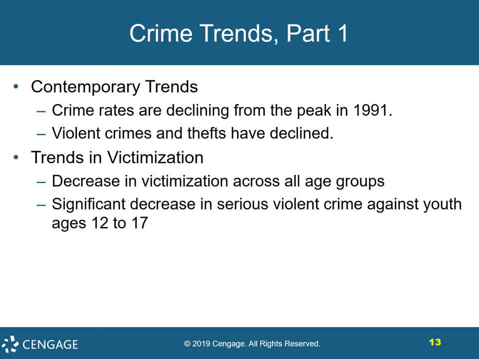Now let's take a look at crime trends. As far as contemporary trends are concerned, crime rates peaked in 1991. And since 1991, crime rates have decreased from 15 million to 9.2 million in 2015. There's a significant drop in UCR violent crimes, and also property crimes have decreased. As far as trends in victimization, victimizations have declined significantly in the past 30 years, and violent victimization has especially declined by 80% since 1993.